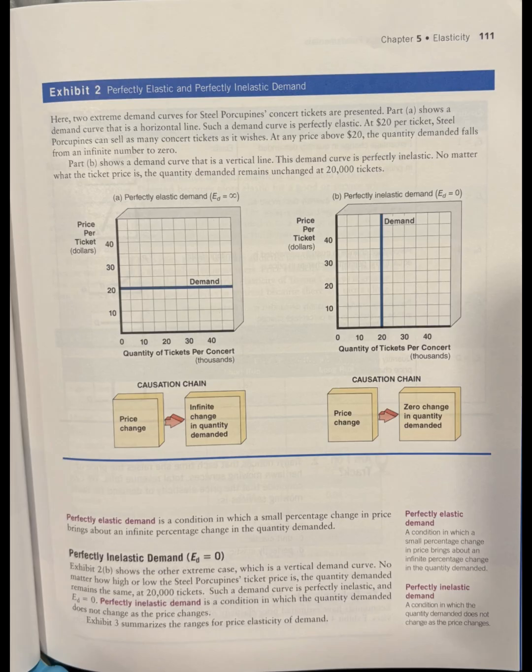Perfectly inelastic demand. Exhibit 2B shows the other extreme case, which is the vertical demand curve. No matter how high or low the Steel Porcupine ticket price is, the quantity demanded remains the same at 20,000 tickets. Such a demand curve is perfectly inelastic, and ED equals 0. Perfectly inelastic demand is a condition in which the quantity demanded does not change as the price changes. Exhibit 3 summarizes the range of price elasticity of demand.